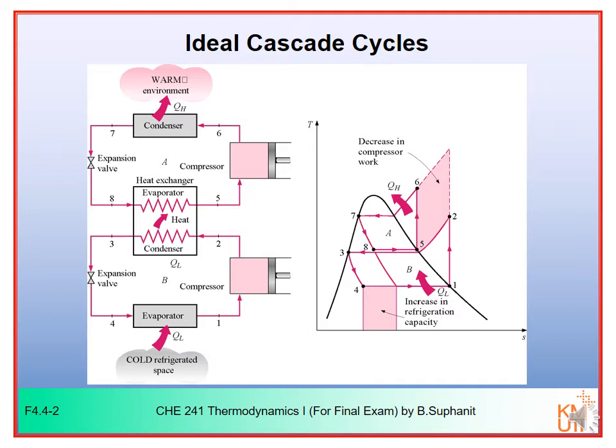In the case where we have a large temperature difference between the warm environment and the cold refrigerated space. Okay, if we have a large difference in TH and TC, the temperature between them is very wide.